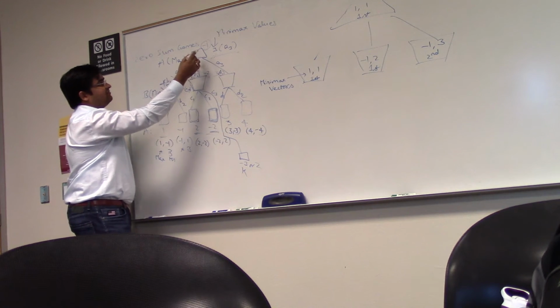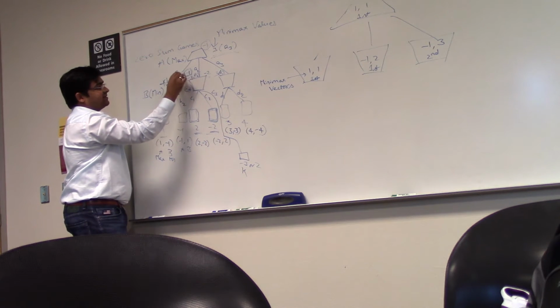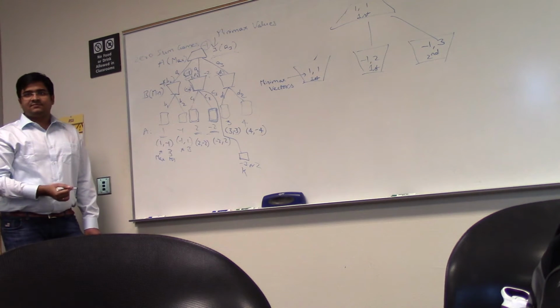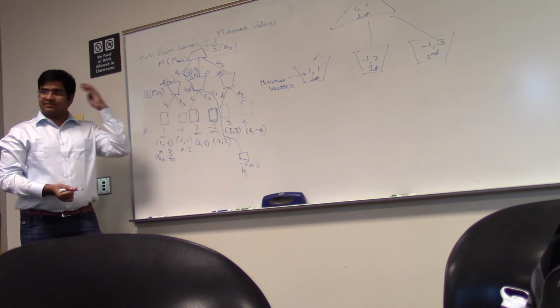Basically I can stop the search whenever I find anything less than this value. So pruning this way is called alpha beta pruning.